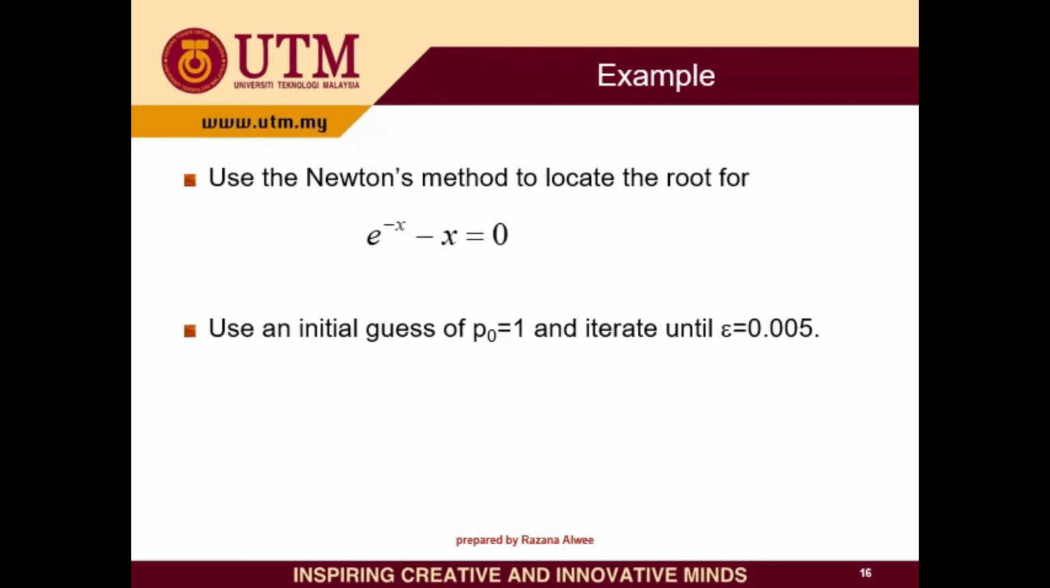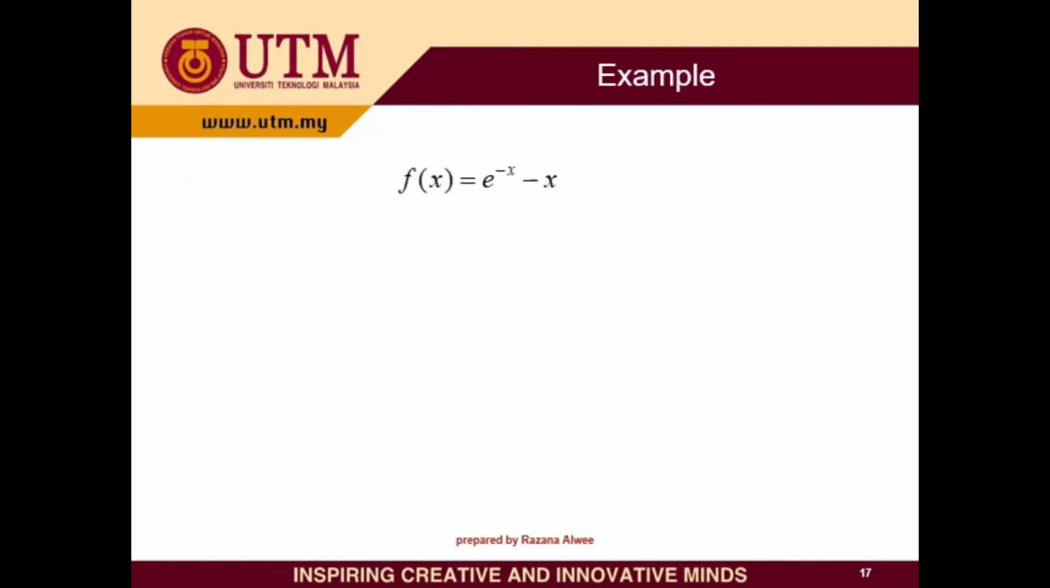Now we look at another example. Use the Newton method to locate the root for the equation here, and they give us our p0 here equals 1 and iterate until 2 decimal points, which is the error 0.005. What is the first thing we need to do? We need to find the f prime. To find the f prime, again, this is not from this class, this is from your previous class in calculus, in your school. So you need to know how to find the f prime. For the e here, you get negative e, and for the x, it becomes 1. This is your f prime.